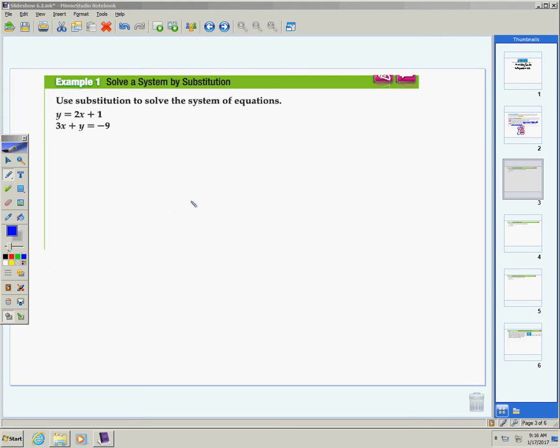I'm going to use substitution to solve this system of equations. And remember, step 1, I want to get one of my equations with the variable by itself. And notice, I already have this equation with the variable by itself. I'm actually going to write it out so hopefully you can see this a little bit better.